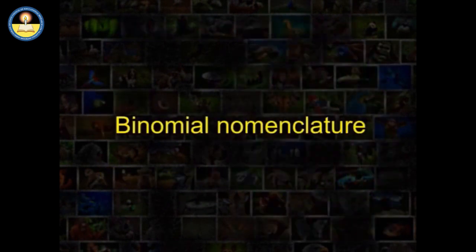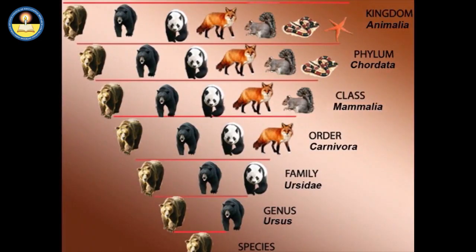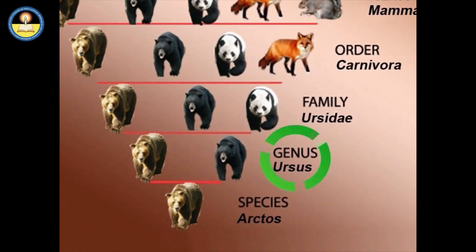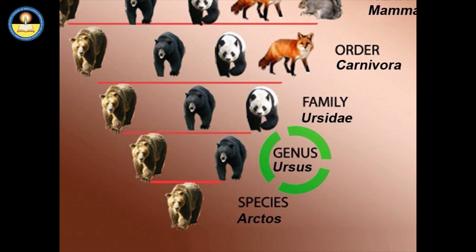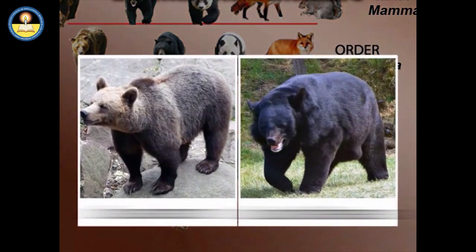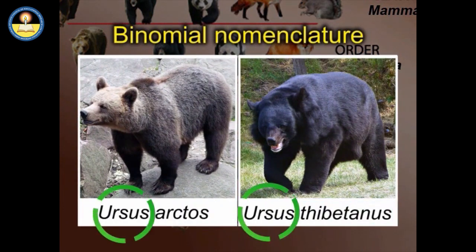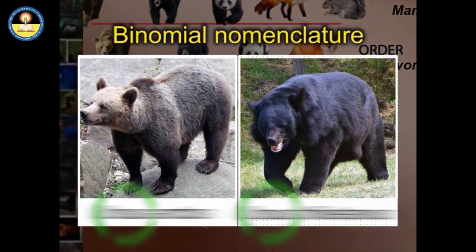In binomial nomenclature, you learned that the first name is the genus of the organism, the second is its species. As one genus usually has more than one species in it, while naming different organisms of the same genus, the species changes but the genus remains the same. Understand with the help of examples.